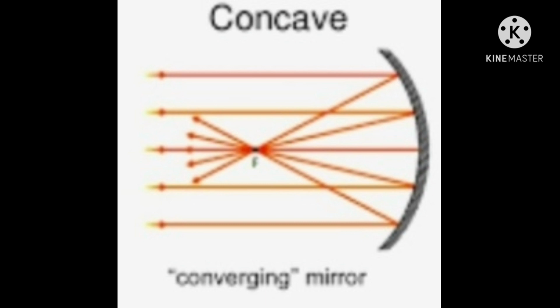The concave mirror reflects the parallel rays of light in such a way that after reflection, all the rays converge or meet at one point called a focus in front of the mirror. The focus of a concave mirror is a point in front of the mirror at which parallel rays of light converge after reflection from the concave mirror. The distance from the focus up to the concave mirror is called the focal length of the concave mirror. Concave mirror is also known as a converging mirror.